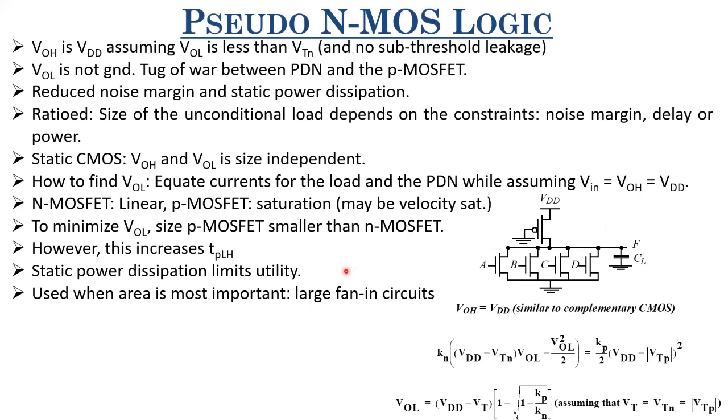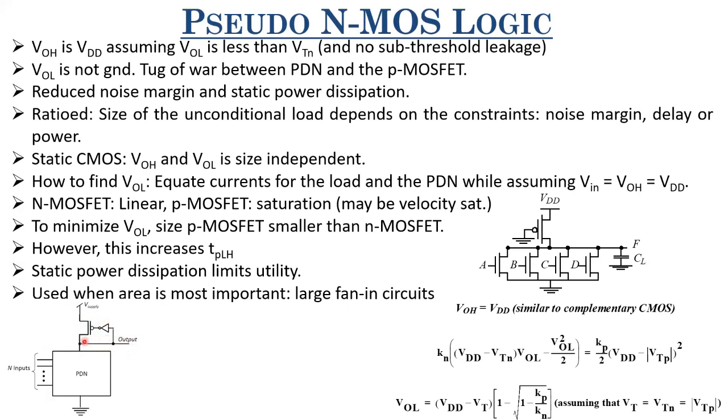Now, is there a way we can reduce the VOL to ground? We can realize full logic swing. So people came up with this circuit in which they put a feedback to your unconditional load. So here it is not unconditional. Here you have put a feedback.